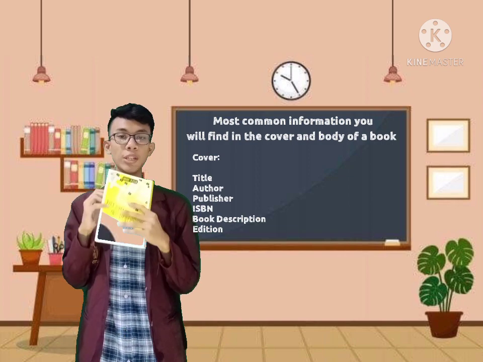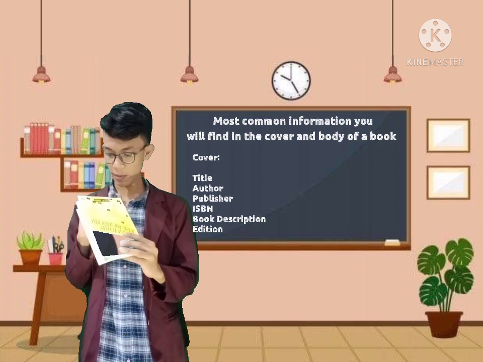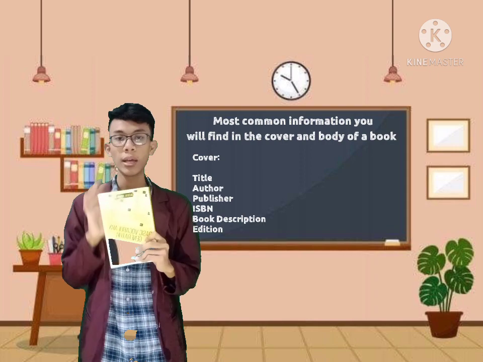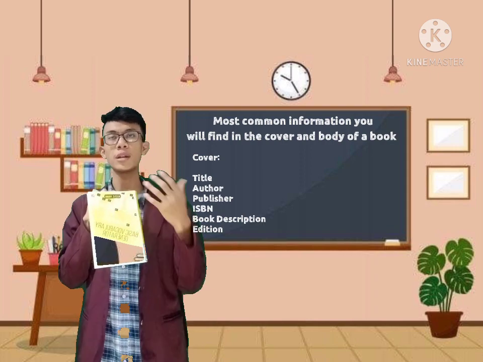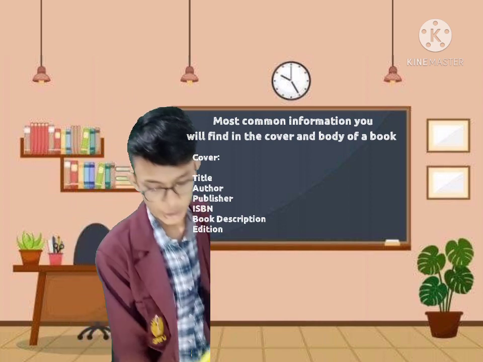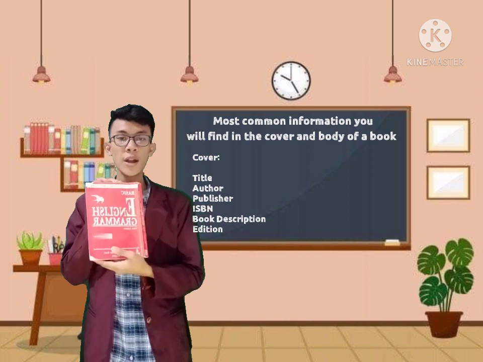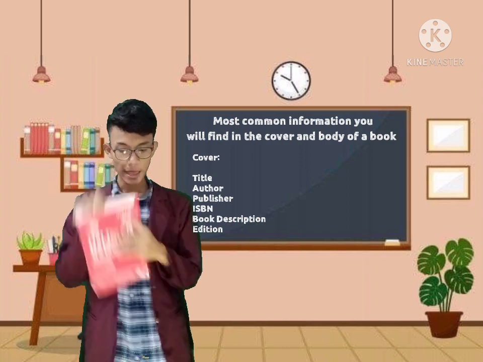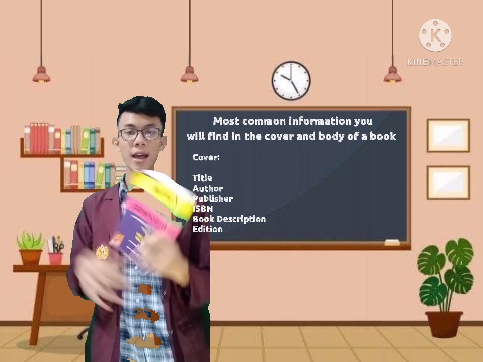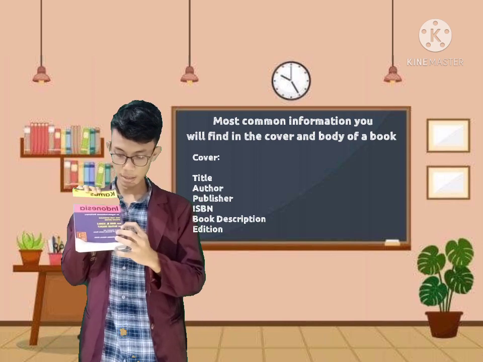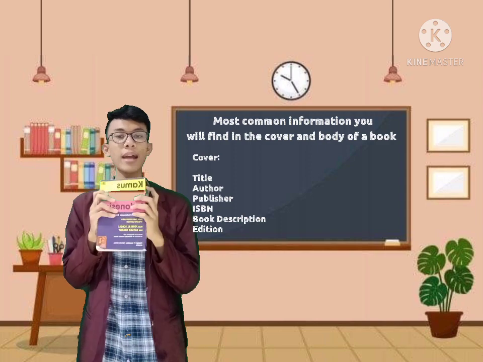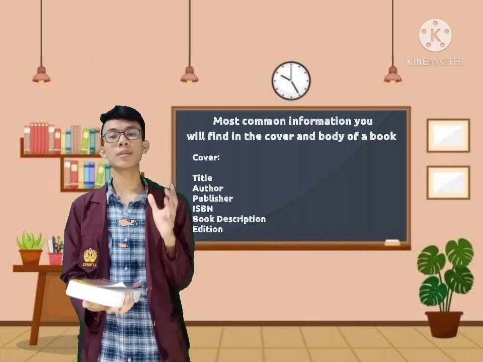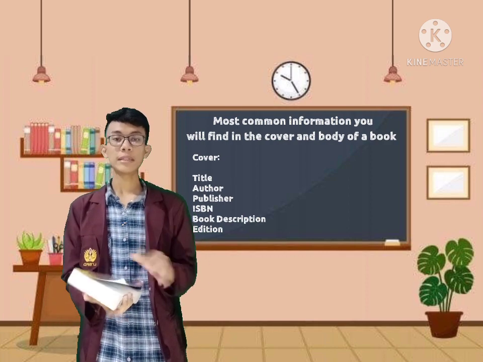And the next one is the edition. For this book, there is no edition. Maybe because the author just wrote this book once, not an updated edition or a second edition. But for this book, the author wrote this book up to the 3rd edition, and this book is the 3rd edition. And for this book, the authors are John M. Echols and Hassan Shadily. This is an updated edition of the book. So this is the most common information that you can find on the cover of the book.